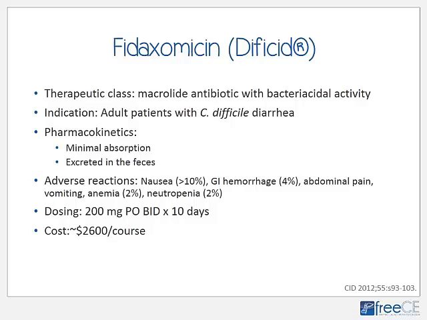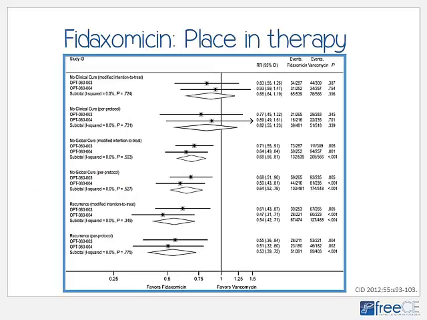Its therapeutic class is a macrolide antibiotic with bactericidal activity, and it's only indicated in adult patients with C. diff diarrhea. Pharmacokinetically, it is minimally absorbed and excreted in the feces, and the most common adverse reactions associated with it are GI in nature. The dosing is 200 milligrams twice a day for 10 days. I think the important piece to consider is the cost. It's $2,600 per course, which is relatively expensive. So with that general information in mind, let's talk about the place in therapy for Fidaxomicin.